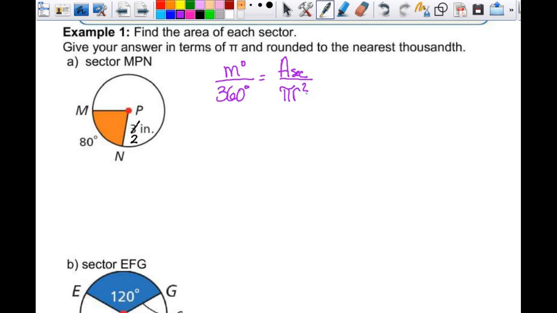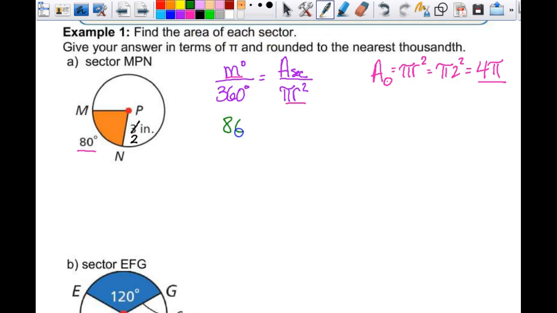So in order to find the area of the sector, I have to know the arc measure. Do I know it? Yes, it's 80. They gave it to me. And I have to have the area of the circle. So I'm going to come over here to represent area of a circle. Area, with the little subscript, is going to be the little circle symbol. So it's like a circle with a dot in it, so it doesn't look like an O or a 0. Area of a circle is pi r squared. And so that's going to be pi times 2 squared, which is 4 pi. So 4 pi goes here, the 80 goes here, and then we can substitute things in.